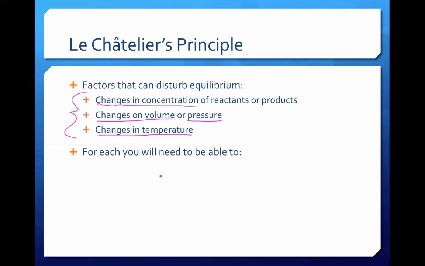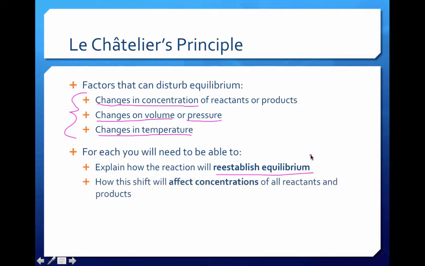For each of these, we're going to go through them one at a time: how concentration, volume, and temperature changes things. We have a couple objectives. First of which, we're going to explain how the reaction will reestablish equilibrium after each one of these changes. And then again, we have some key words here, the idea of reestablish equilibrium. We're going to explain how this shift will affect concentrations, how it's going to change the concentrations of the reactants and the concentrations of the products.